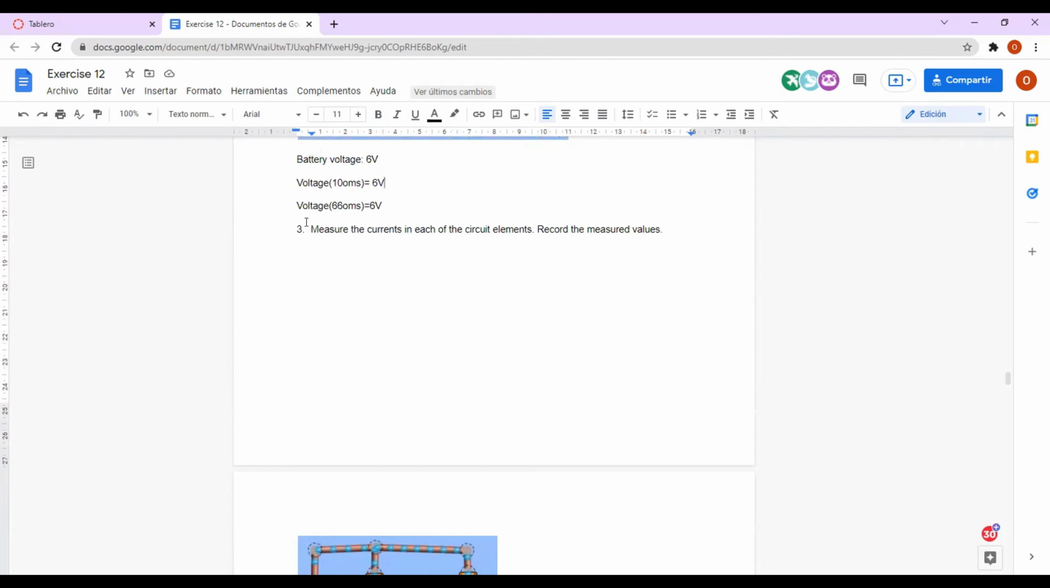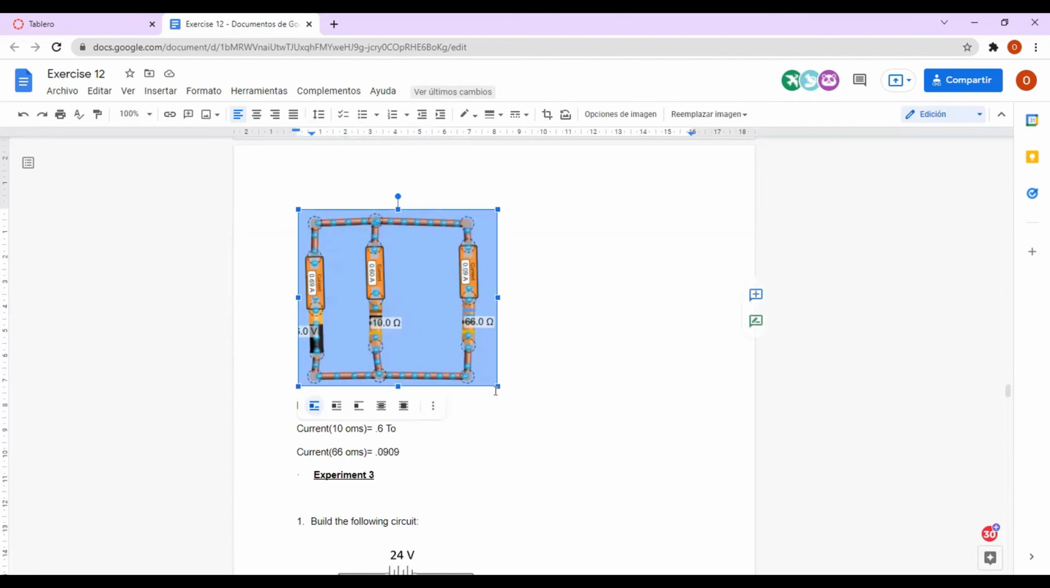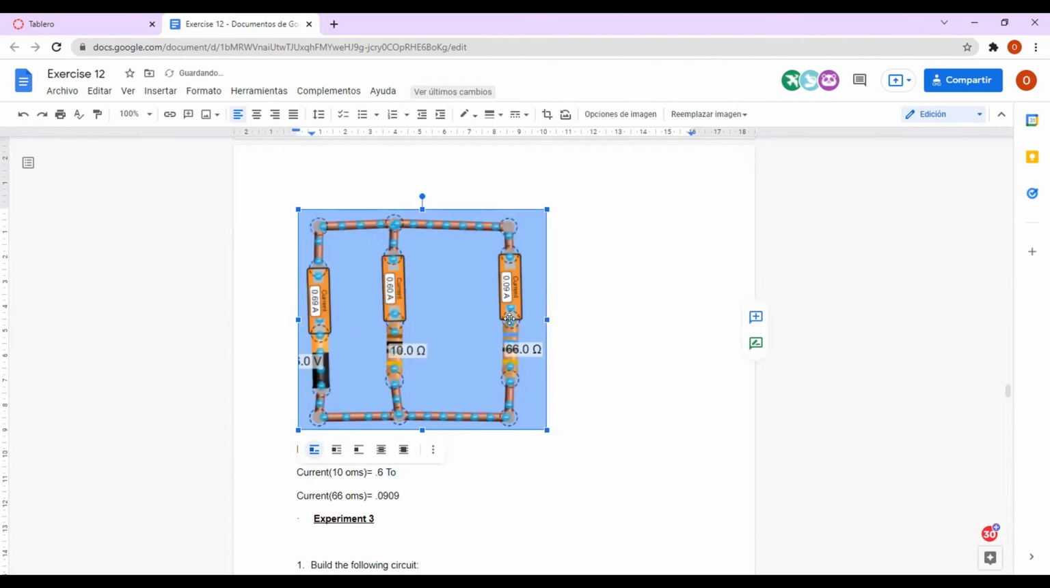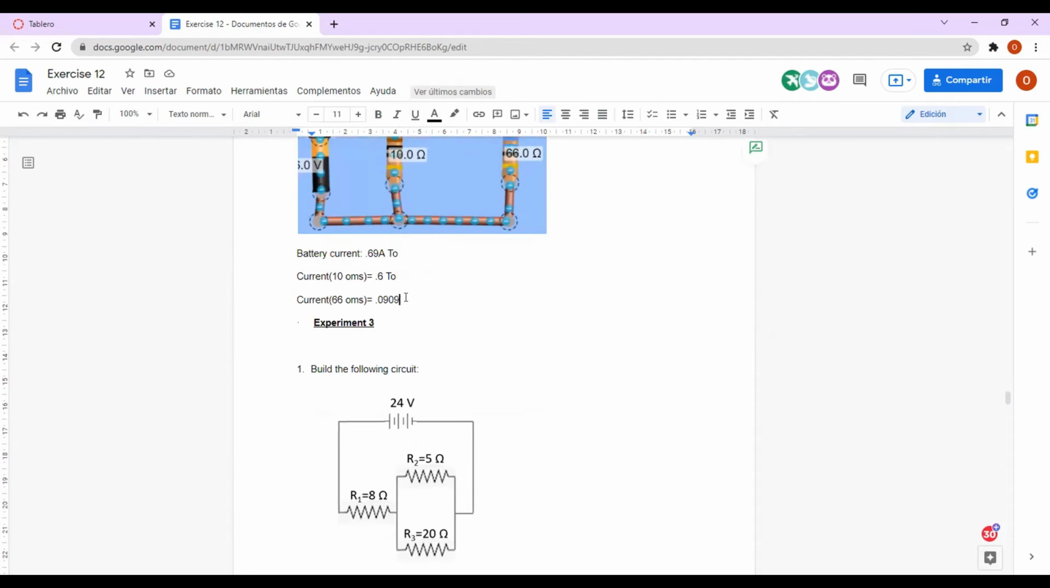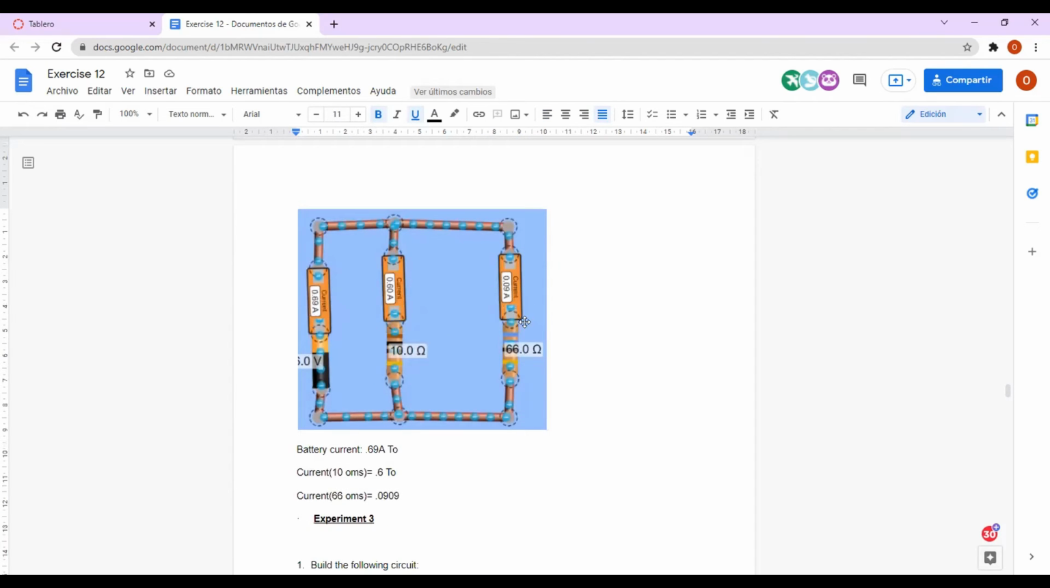Next is to measure the currents in each of the circuit elements and record the measured values. And these are the currents: 0.09 amperes, and next is 0.60, and the battery is 0.69. And these are the recorded values. And next, my friend Victor is going to explain the experiment 3.